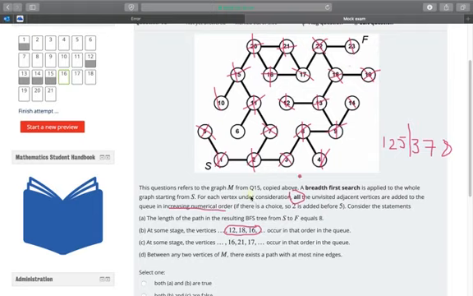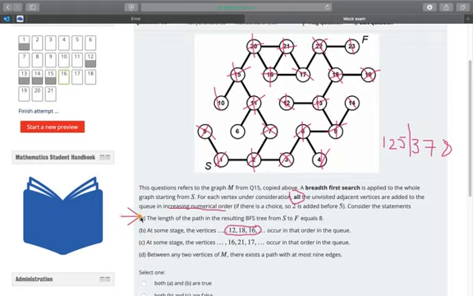So now we should have enough information to do these statements. The length of the path is equal to 8. Well, that's correct now because it's this other path, because we essentially went on the right-hand side. 1, 2, 3, 4, 5, 6, 7, 8. So that's actually a correct statement.